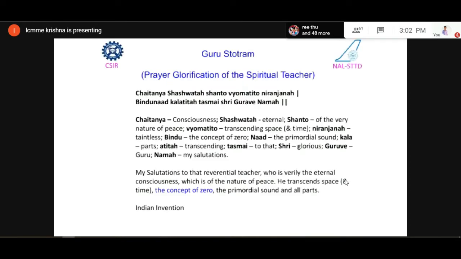So we start with one Guru Stotram. Chaitanya Shashvato Shanto Vyomatito Niranjana, Bindunada Kalatita, Tasmai Shri Gurave Namaha. My salutation to the reverential teacher, who is verily the eternal consciousness, which is the nature of peace. He transcends space and time, the concept of zero, the primordial sound, and all parts. We know that zero was invented in India. Without zero, no calculation is possible. So with this Guru Stotram, we'll proceed with our topic.